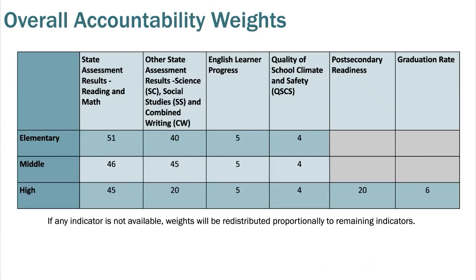Earlier, I mentioned that we can find the overall score using the individual indicator scores. And in order to do that calculation, we need to reference this table, which provides the overall accountability weights for each indicator at the elementary, middle, and high school levels. So let's see how these weights are factored into the overall score calculation.